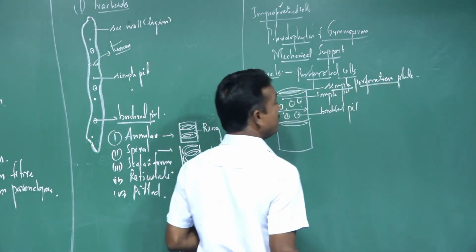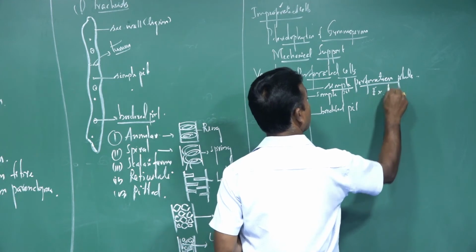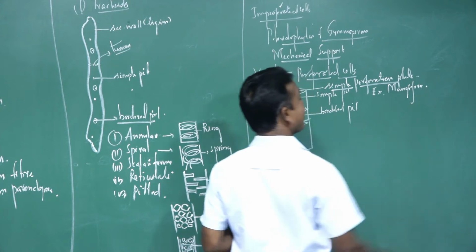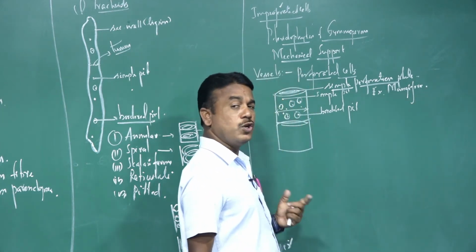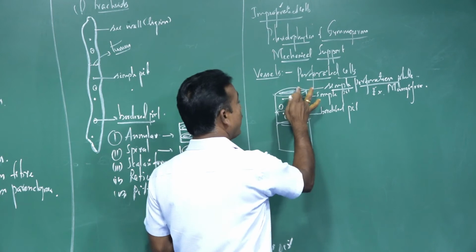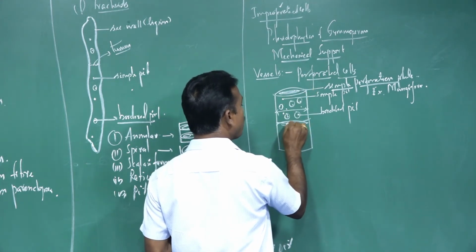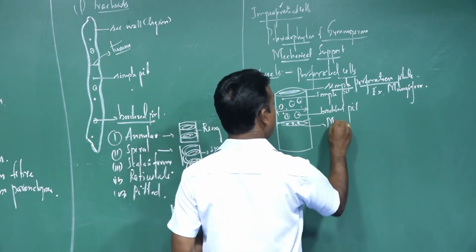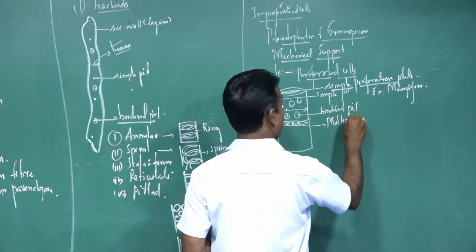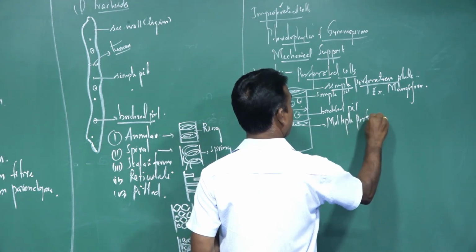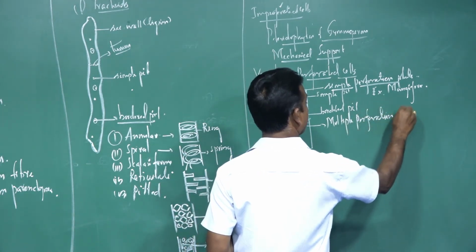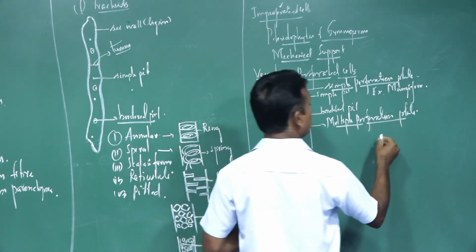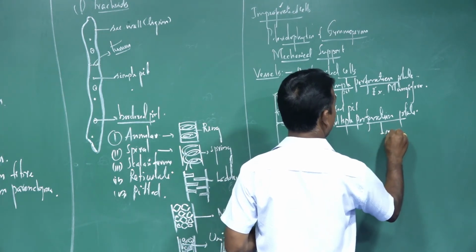Simple perforation plate is generally noticed in Mangifera. Sometimes the end walls undergo dissolution. Instead of a single pore, many pores can be formed. These are commonly called multiple perforation plates. Multiple perforation plate is generally noticed in Liriodendron.